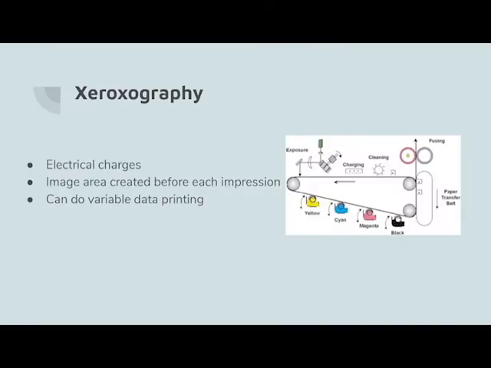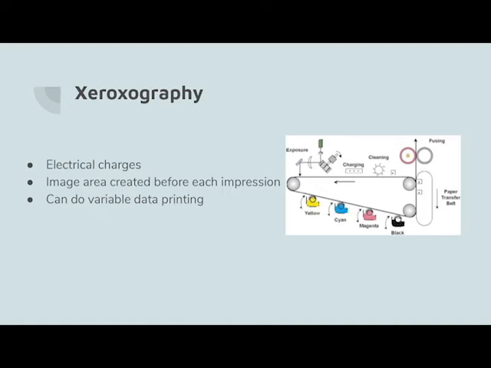Now, xerography is pretty crazy. It's all about electrical charges. As you can see here in this diagram, you start off with this big old belt, and here it starts at charging. That's where the whole process starts. And it goes through charging. The whole belt gains a charge. Exposure is exposed usually to a laser, which removes the charge in certain areas, which is like grease or repellent.